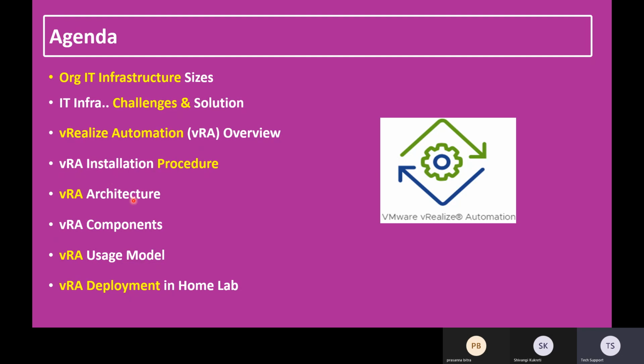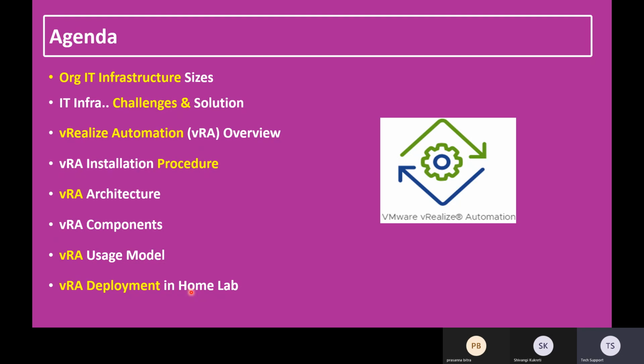We have two types of architecture, standard architecture and clustered architecture. Both architectures we can verify, but in our lab, we are going to do only a standard architecture. And the vRA components, what are the key components in vRealize Automation? What is the real-time scenario? What is the usage model? Once the usage model is understood, we can start the deployment in our home lab.